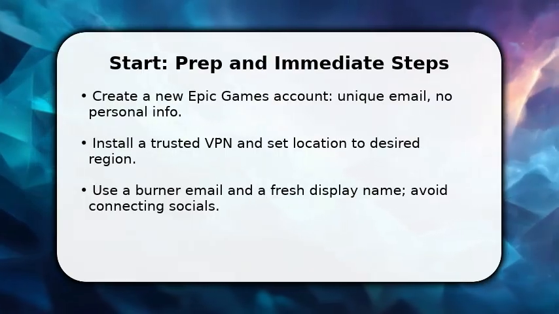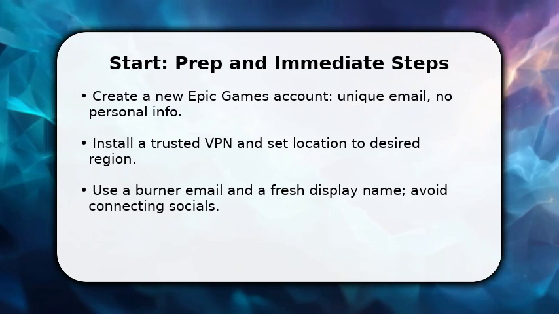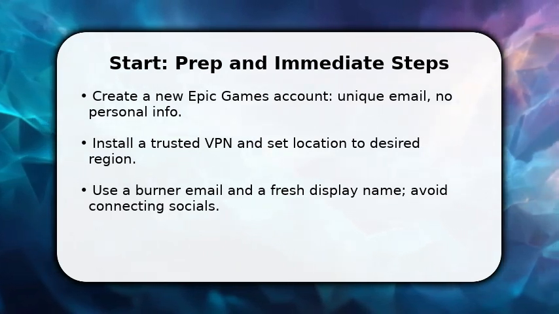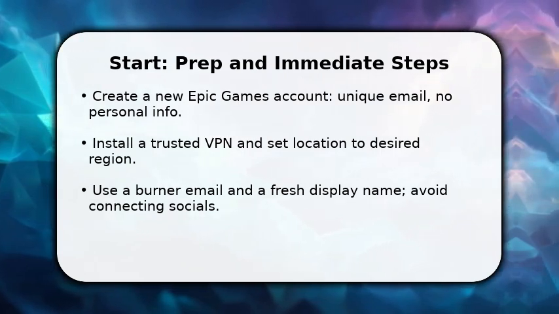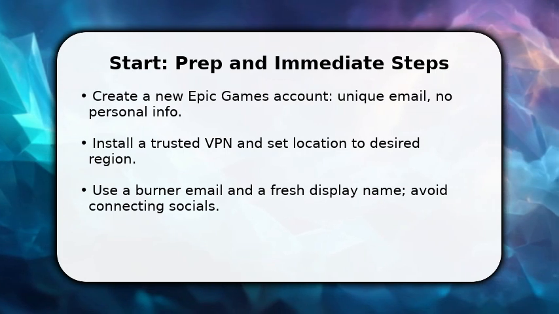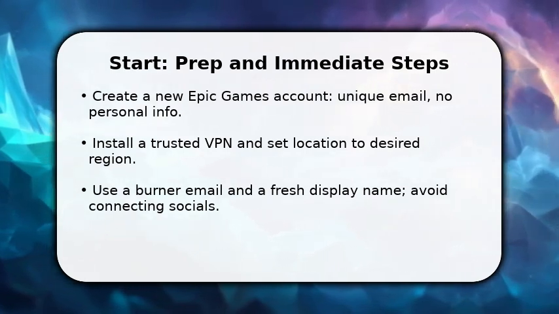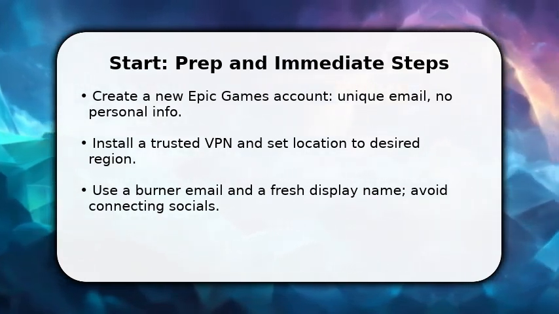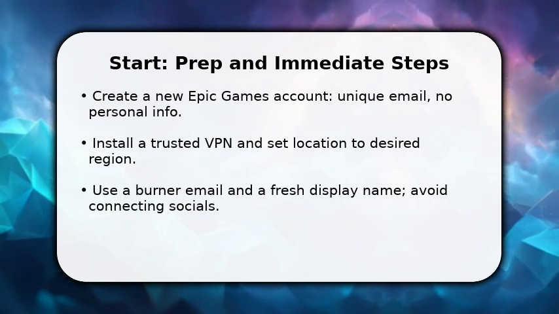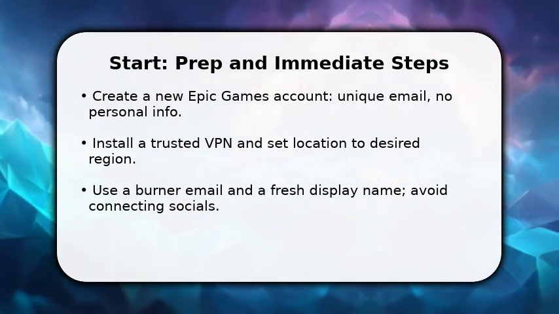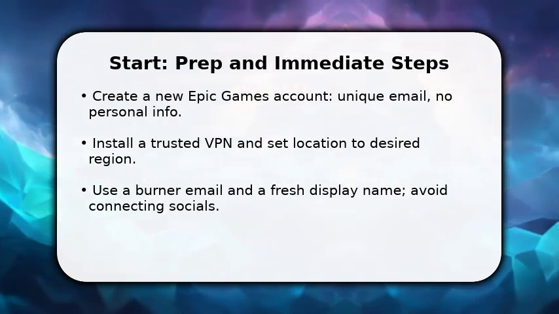You start by separating your identity. Make a new Epic Games account with a burner email and no personal details. Once created, enable a reliable VPN and connect to the region you want. This masks your IP and reduces linkability. Make sure you pick a neutral display name that doesn't hint at you. Do not link PlayStation, Xbox, or social accounts yet, because those ties can reveal past aliases.